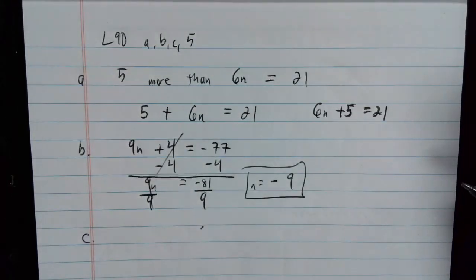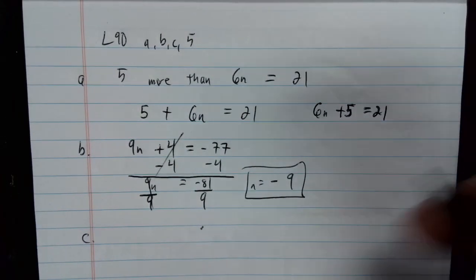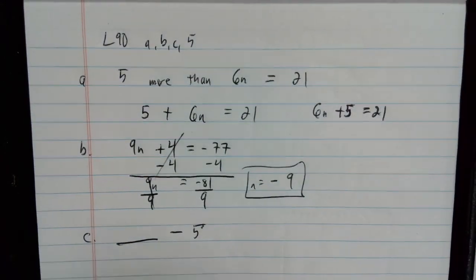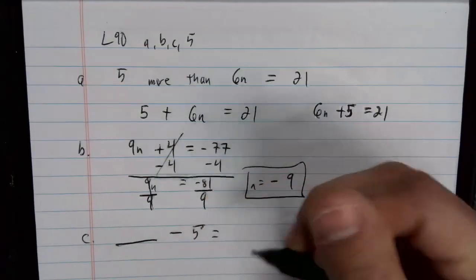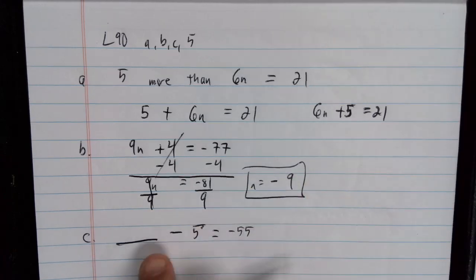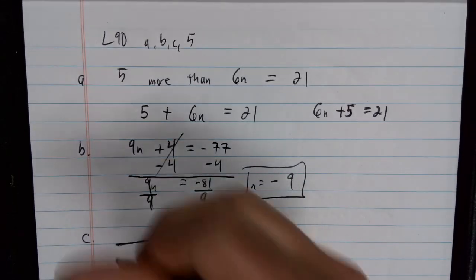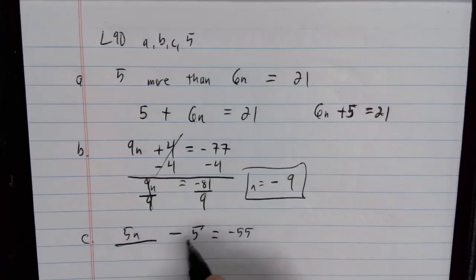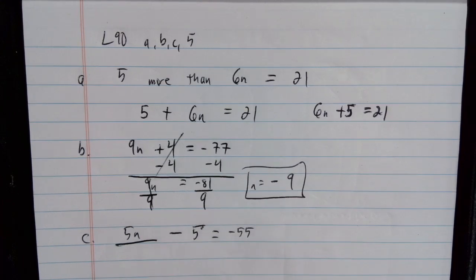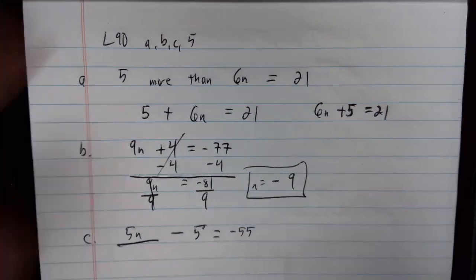Okay, C: 5 less than the product of 5 and a number. 5 less than means something minus 5, and it says that is -55. 5 less than the product of 5 and a number: 5n. So again, 5 less than means you always start with something and take 5 away from it. Here the order does matter, so we have to do it in this order. Okay? So is everybody clear on more than? It's okay to do either order, but less than, that's subtraction, so the order does matter there.